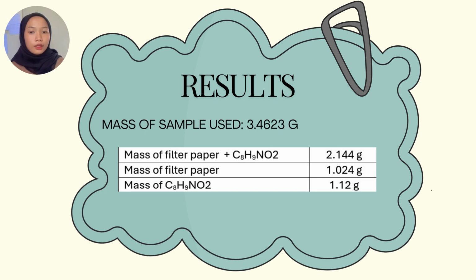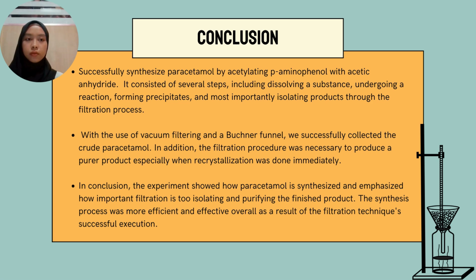Here are the results of our experiment. The mass of sample we used is 3.4623 grams. The total mass of filter paper plus paracetamol is 2.144 grams. The mass of filter paper is 1.024 grams and the mass of paracetamol is 1.12 grams.